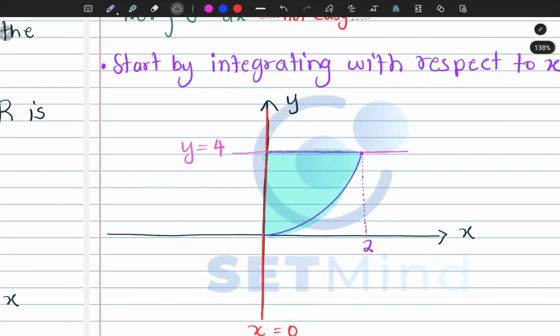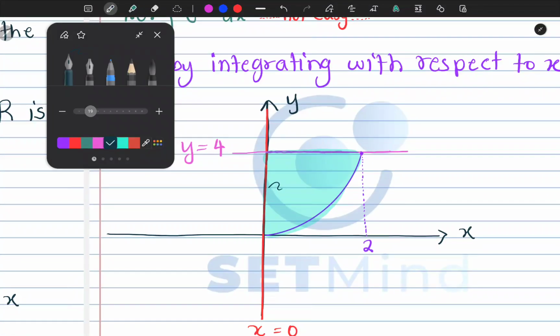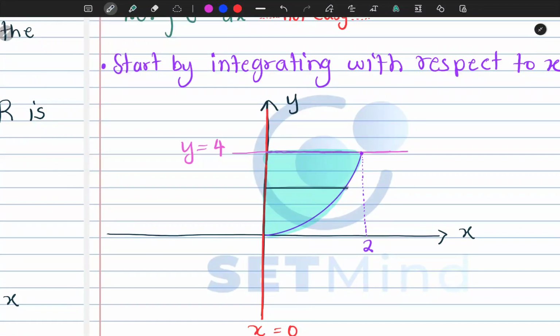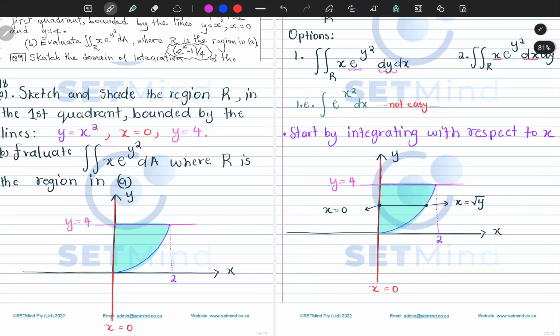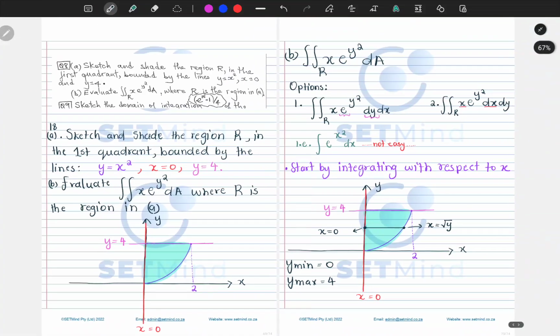So let's go ahead, because we want to integrate with respect to x. I'll just make a horizontal cut like this. And if you look carefully, the x here should be 0. And the x there should just be square root of y. That is what we have. Then when we think of the y, if you think of the minimum y value, it will be 0. And if you think of the maximum y value, it will be 4.